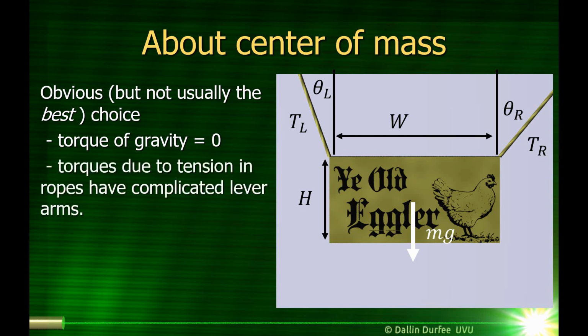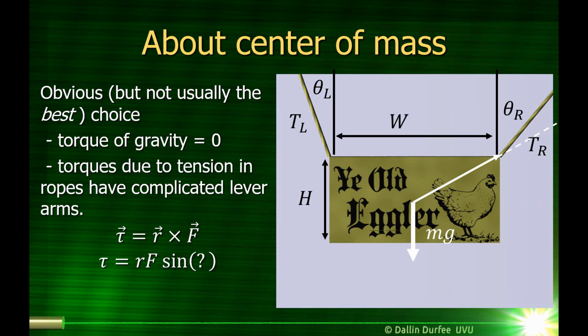Also, the torques due to the tension of the ropes have complicated lever arms. So torque is R cross F. The magnitude of torque is RF sine of theta, some angle. But what's that angle? Well, let's look here. For the rope on the right, there's our lever arm. If we extend the lever arm out, R cross F is that angle right there. What is that angle? It's not theta R. It's not 90 minus theta R. It's more complicated.